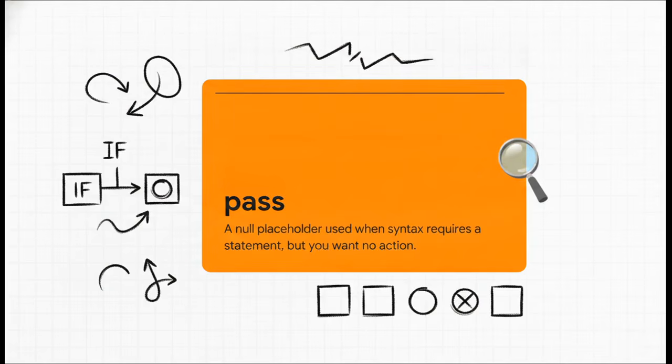And finally, we have pass. Sometimes you're mapping out complex logic and you literally just need a blank space, like checking for an odd number, but wanting the code to do absolutely nothing in that specific scenario. Python hates blank if statements, so you use the pass keyword as a structural placeholder. It keeps the syntax perfectly happy while doing literally nothing.